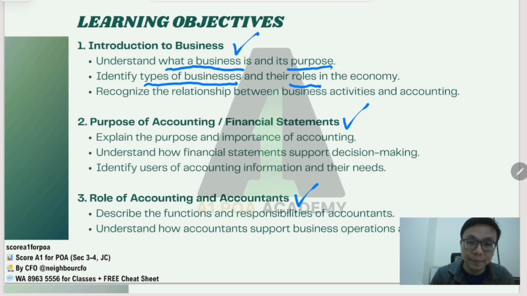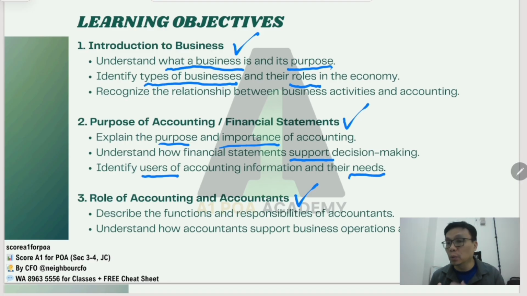So their role over here. Next, we talk about the purpose of accounting in the context of explaining the purpose and why it is so important as far as accounting is concerned in the context of business environment. Next, we talk about understanding how financial statements support decision making. Next, we talk about identifying the user of accounting information and their needs. So once we identify who are the users, we want to understand what are their needs.